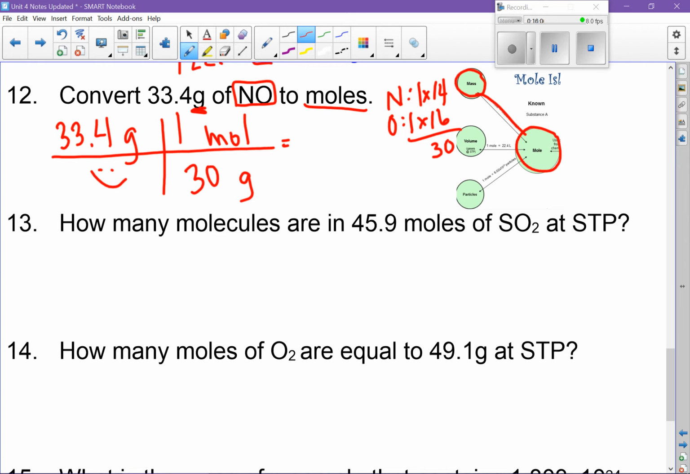When you put that into your calculator, you're going to get 1.11 and then a bunch of 3's. Then we can round our sig figs. We started with 3. If I end with 3, that's at this 1 over here. It's going to stay because of the 3 afterwards. I was looking to convert that to moles, so that's the unit that goes on my answer.